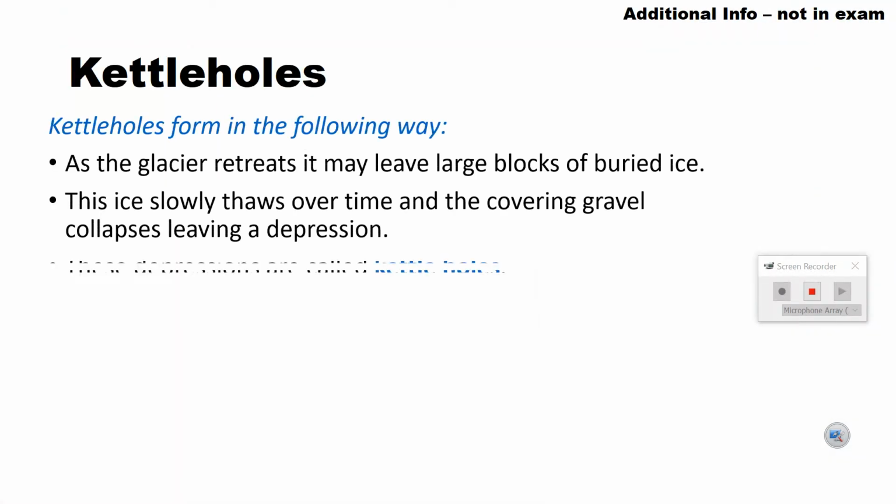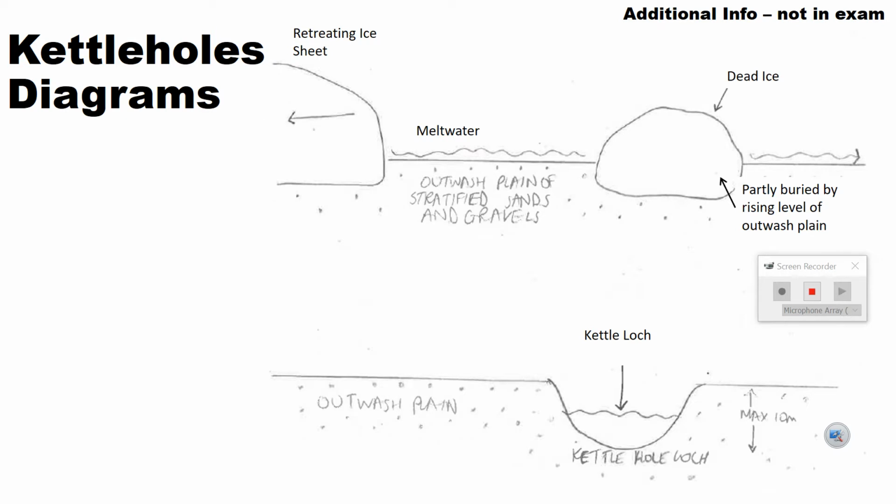This is how they form. I'll let you read that yourself on the Google Slides, and there's a diagram to help with that. And normally I would have an explanation around that if this was a feature in the exam, and it really shows this dead ice, partly buried, and then the outwash plains bringing out the sediment around it. And once this is gone, you're left with a higher land level than when the ice was dropped off. So we get a loch.